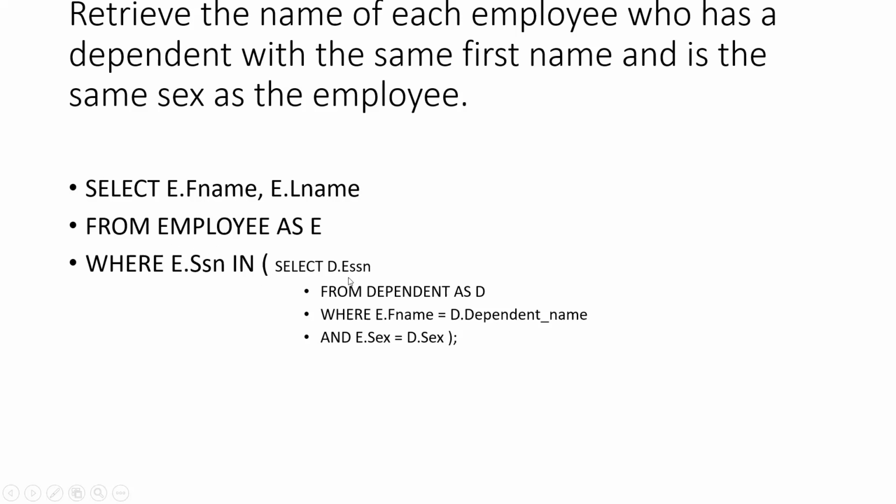In select D dot ESSN, D is the dependent rename. Select D dot ESSN from dependent as D, where E dot first name is equal to D dot dependent name and E dot sex is equal to D dot sex.